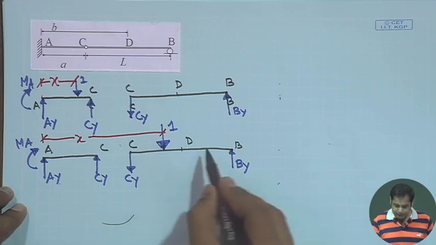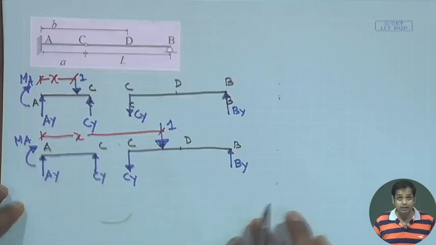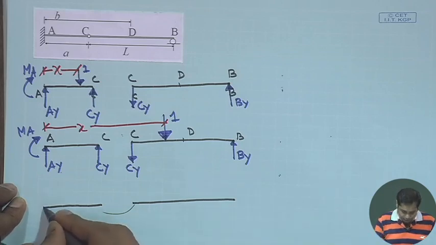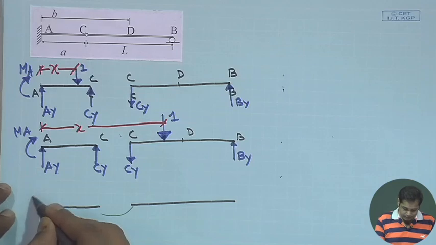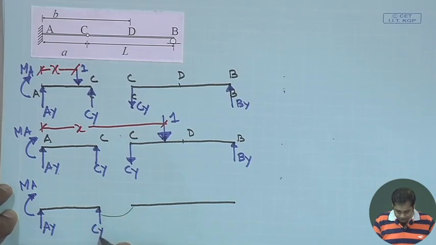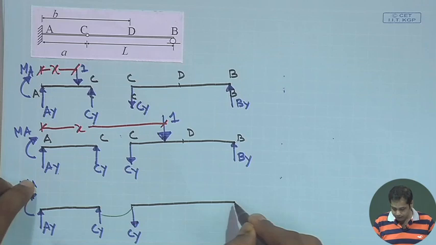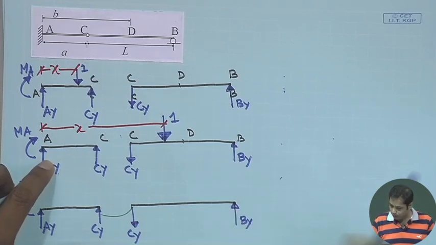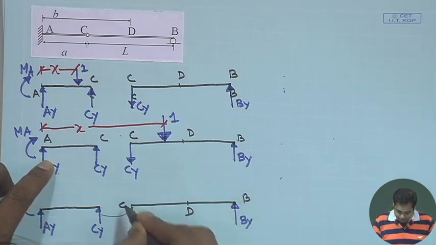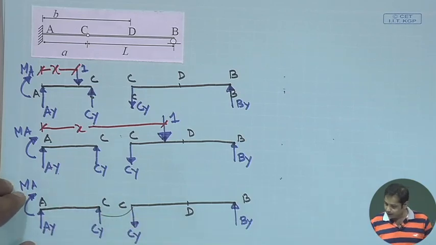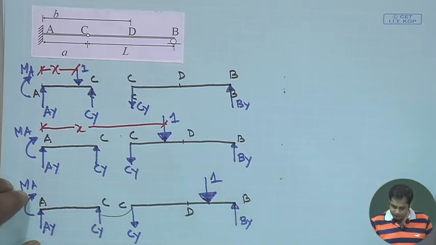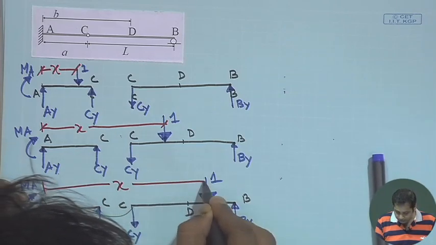Now let us consider the third case, when the unit load is between D and B. Again draw the reactions AY, then moment MA, this is CY here, BY, and this is B, this is D, this is C, this is A, and the unit load is here, which is at a distance x from A.